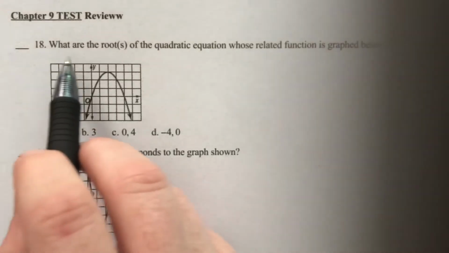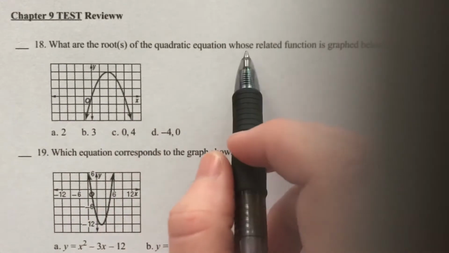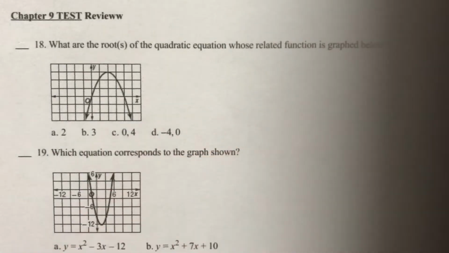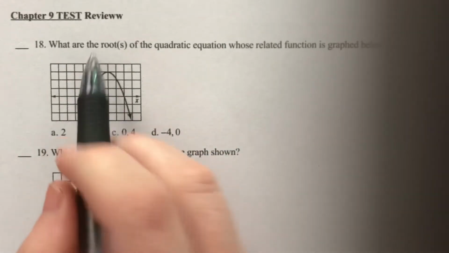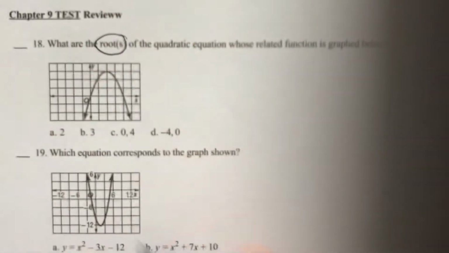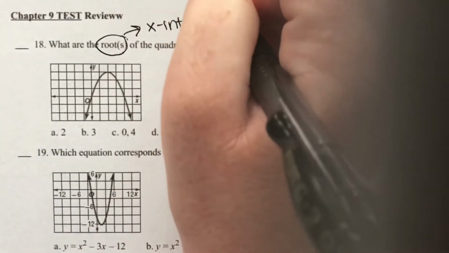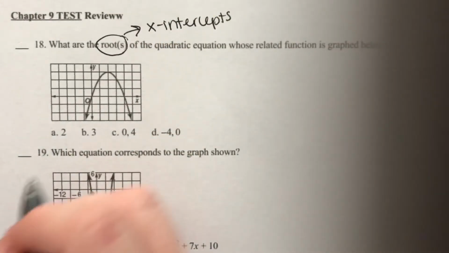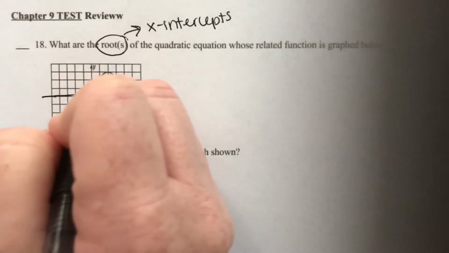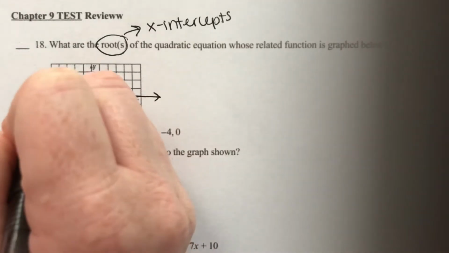All right, number 18. What are the roots of the quadratic equation whose related function is graphed below? Roots are the solutions, or the x-intercepts. When they ask you for the roots, that's just another way of saying where does it cross the x-axis. So here's the x-axis. It's always hard to see on these graphs.